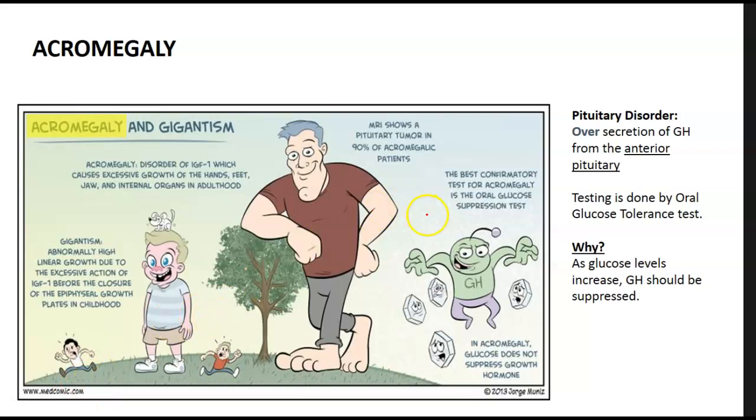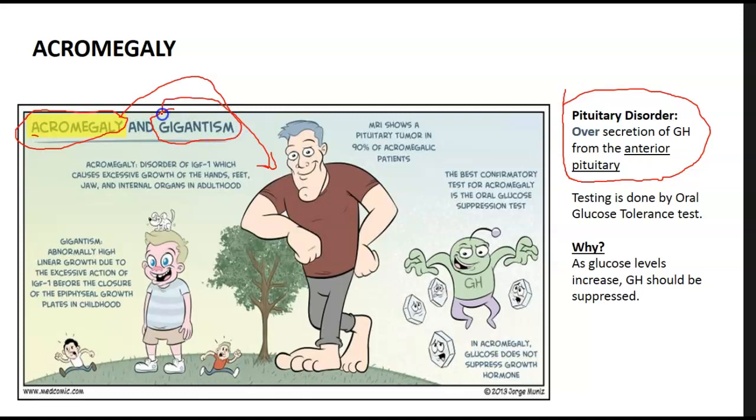Acromegaly, really the only thing you need to know about this. Oversecretion of growth hormone from the anterior pituitary. That's it. Acromegaly is going to be the term used with adults. Get it? Adults. Gigantism will be used when we are talking about kids.